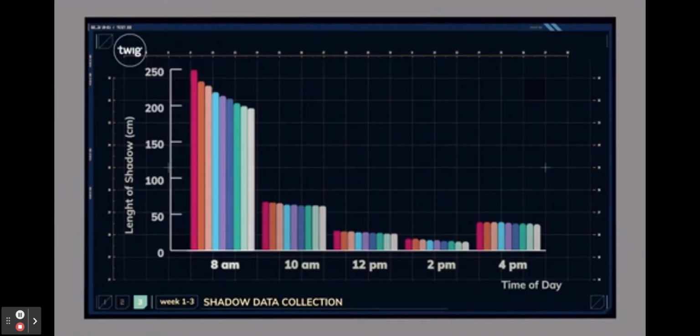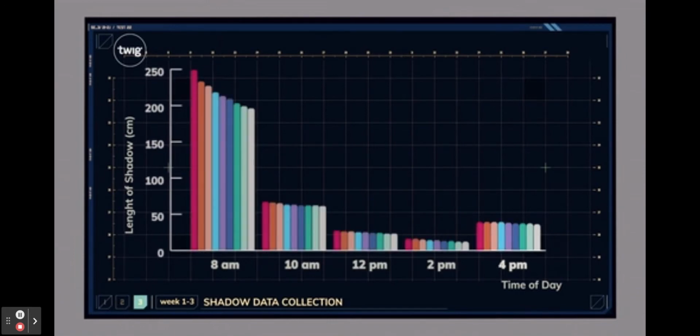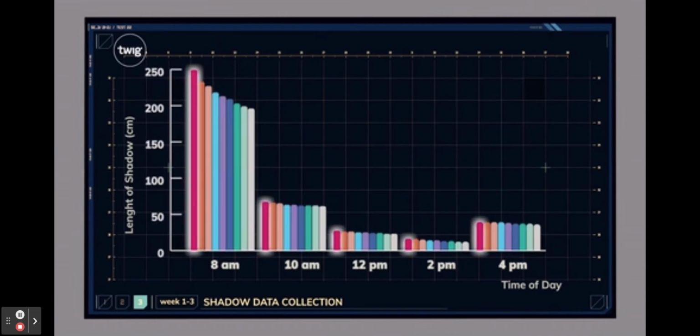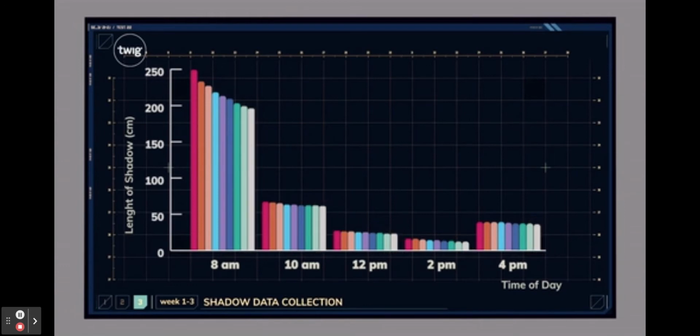Was it roughly the same pattern every day? Yes. The pattern of longer shadows in the morning and shorter shadows in the afternoon was the same every day. But did you notice the daily measurements decreased gradually over 3 weeks? I wonder why that happened.